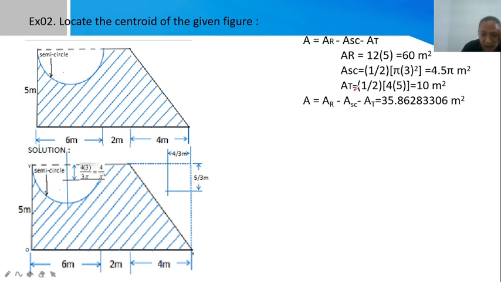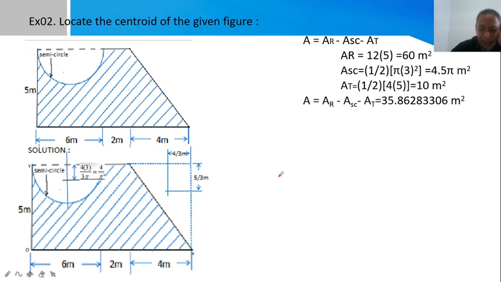Okay? So, triangle, 1/2 base. What's the base? 4. The height is 5. So 1/2 times 4 times 5. So that is 10 square millimeter. So combining them, I have 35.862 approximately. Okay? So that is the area of the shaded part.